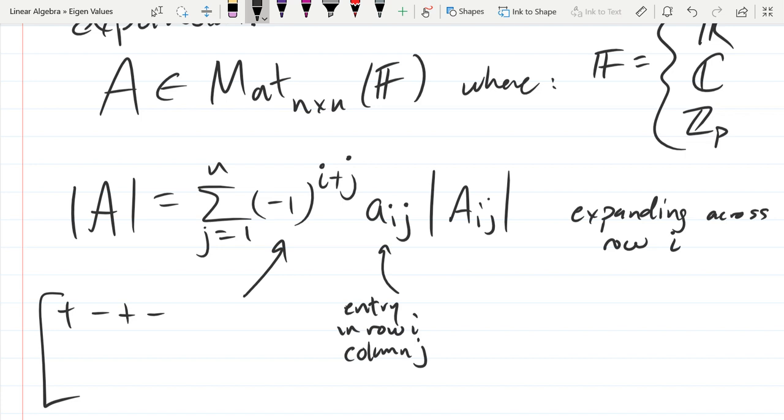And if I drop down to row 2, we had a positive in position 1, 1, so if I drop down one position to row 2, column 1, I'll have negative. If I keep going downwards, positive, negative, et cetera. So you should see it alternate signs, just like our sign matrix. So that negative 1 to the power alternates signs as in the sign matrix.